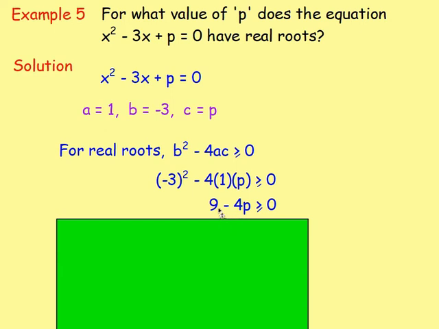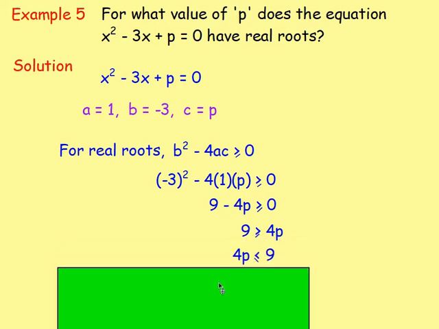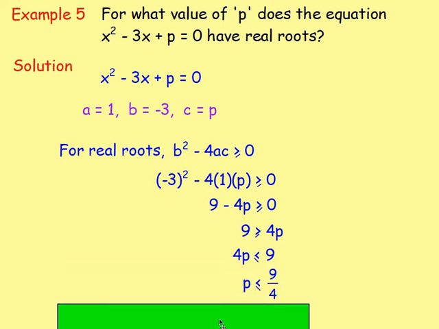I'd probably add 4p here to both sides just to make the value of p positive. So from there you've got 9 is bigger than or equal to 4p. I'd write that back to front, so if you read it from right to left, 4p is less than 9, so it's writing it that way. And then divide both sides by 4, p would be less than 9 over 4. And that is your answer, that's your value of p.